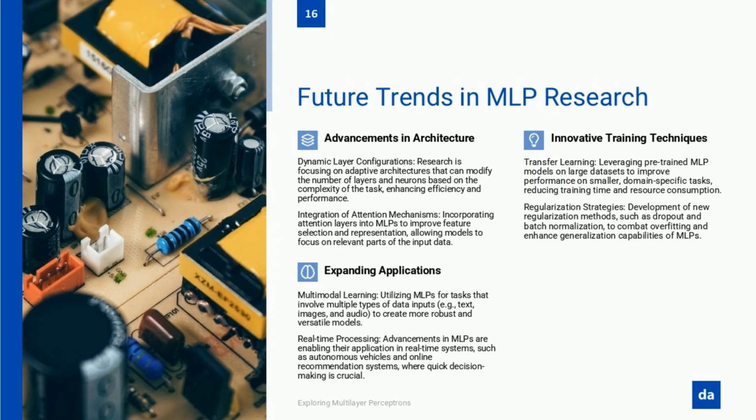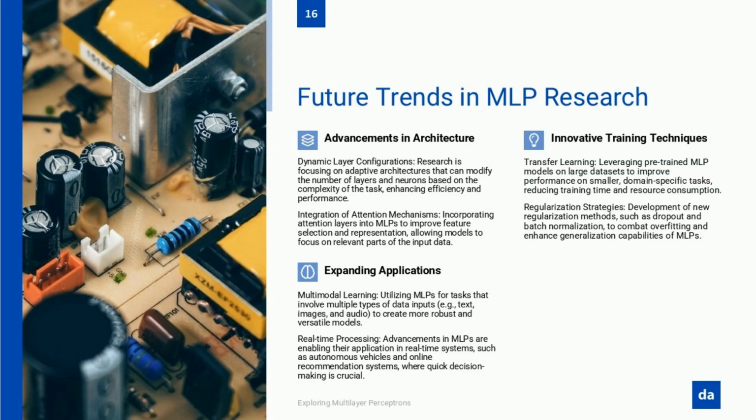But perhaps the most important shift is in regularization and optimization techniques. New methods like dropout, batch normalization, and weight pruning are making MLPs more resilient, efficient, and scalable. These improvements are allowing deeper networks to train faster and better than ever before, reducing the traditional barriers of computational cost and data requirements. So, what's the big picture?